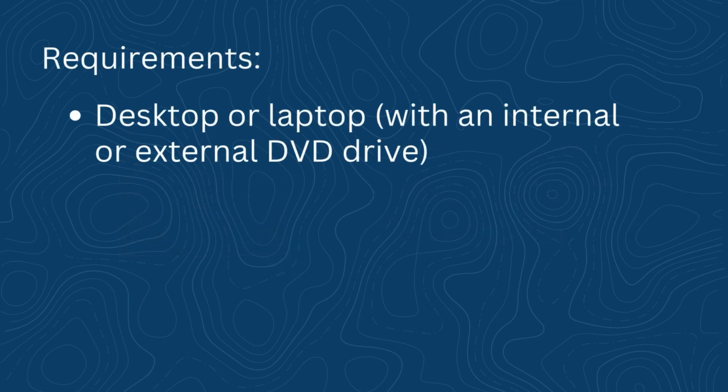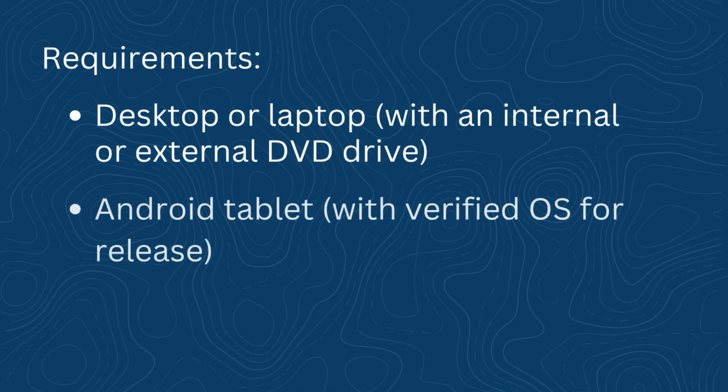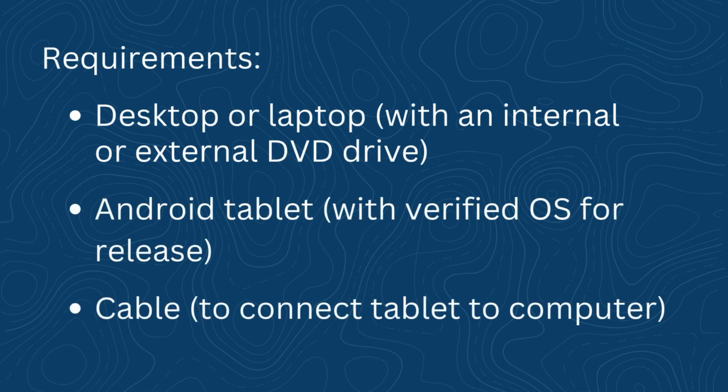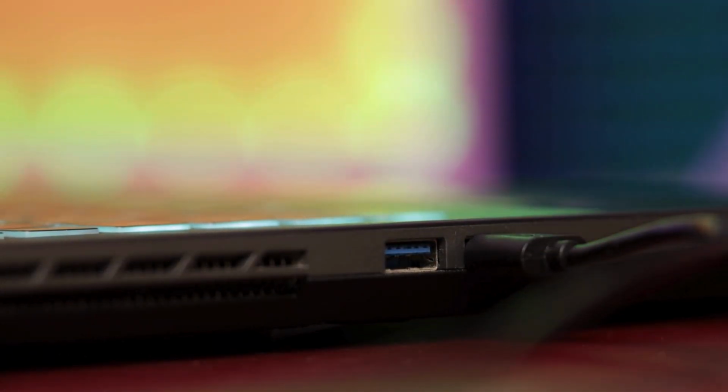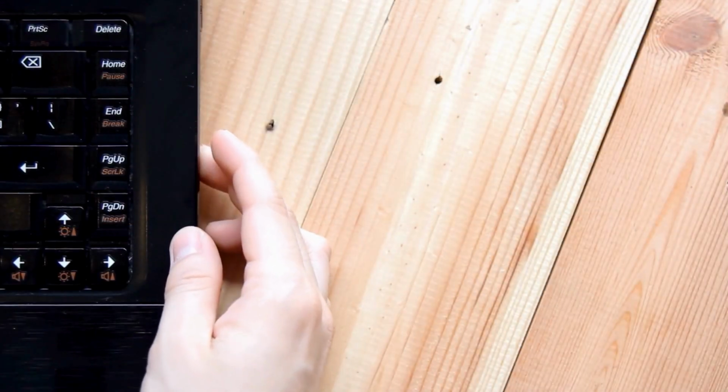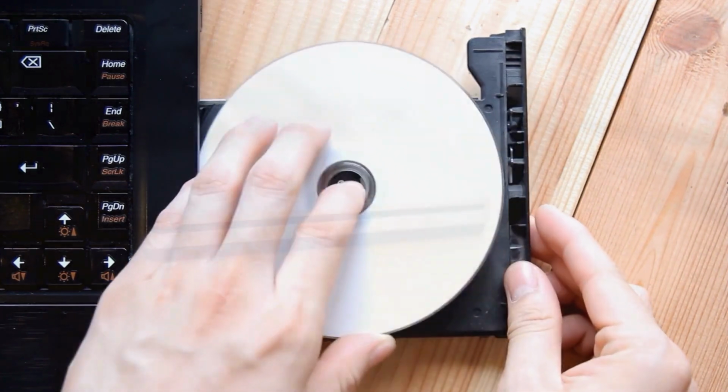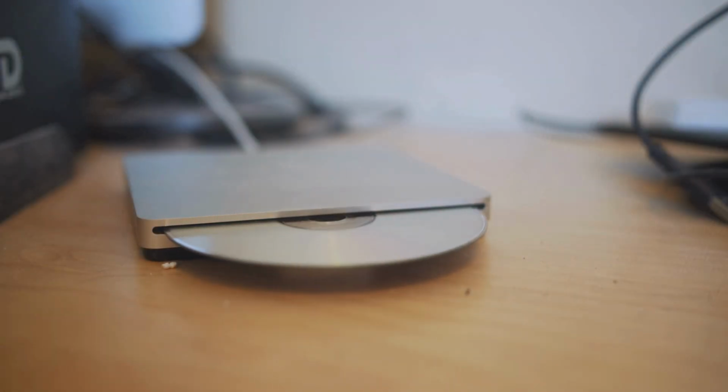To begin, ensure you have a desktop or laptop with an internal or external DVD drive, an Android tablet, and a way to connect your tablet to your computer. To start, connect a tablet to your computer. Insert the Aero App DVD into your computer's disk drive. If your computer doesn't have a built-in disk drive, use an external DVD drive instead.